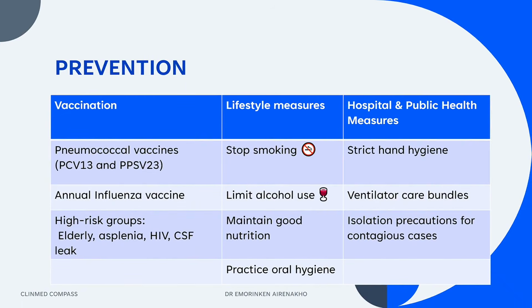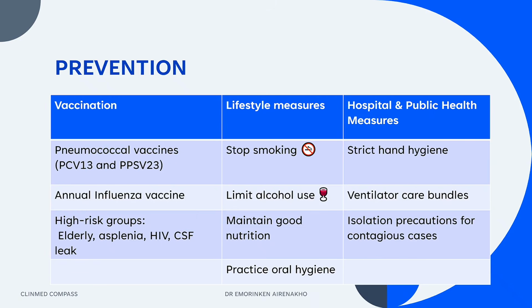Prevention is a powerful tool, and this could be through vaccination, lifestyle measures, or hospital or public health measures. For vaccination, there are pneumococcal vaccines for high-risk groups, and annual influenza vaccines also. These prevent viral pneumonia and secondary bacterial infections.